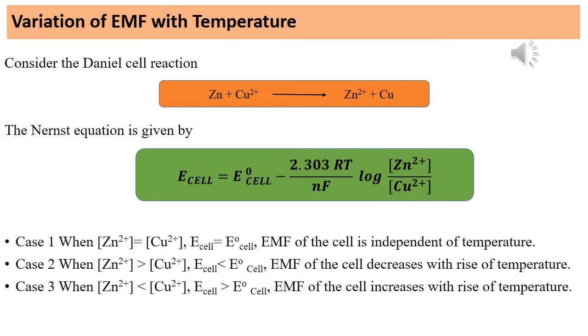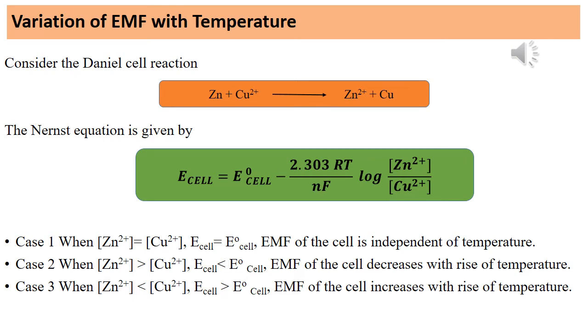First one, when the reactant becomes equal to product, that is [Zn2+] becomes equal to [Cu2+], then E cell equal to E0 cell. That is, EMF of the cell is independent of temperature. In the second case, when [Zn2+] is greater than [Cu2+], the product becomes greater than reactant. Then E cell is less than E0 cell. EMF of the cell decreases with rise of temperature.